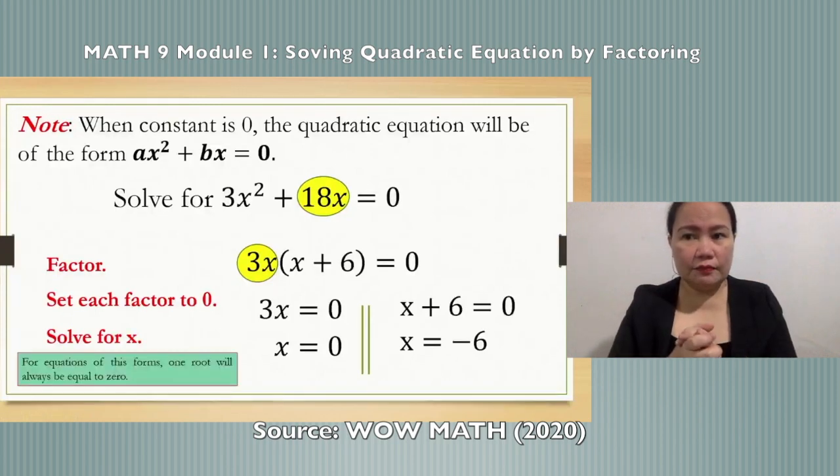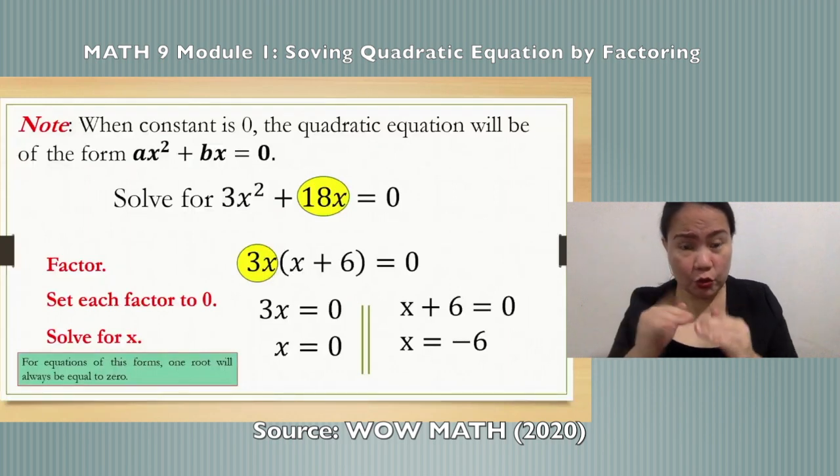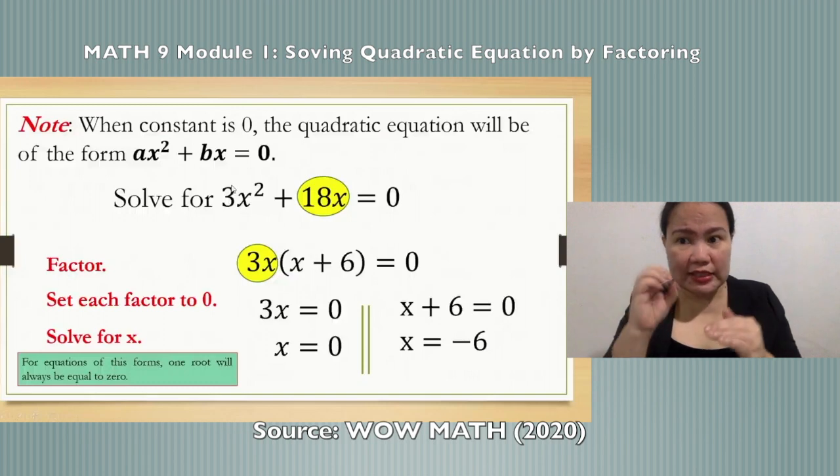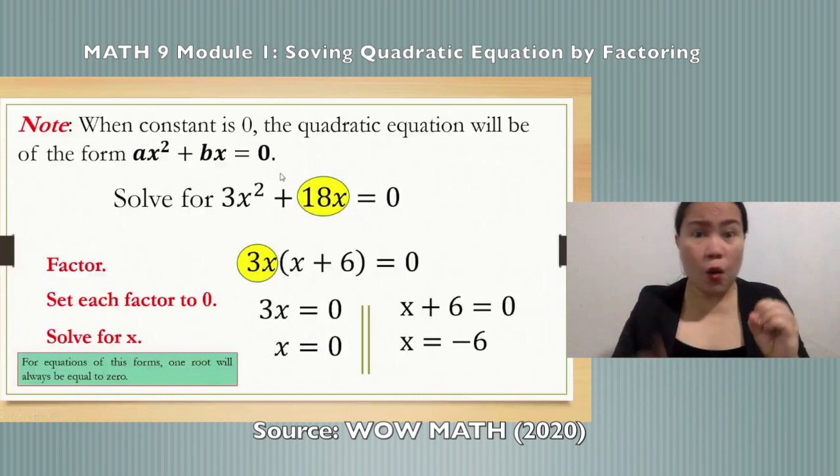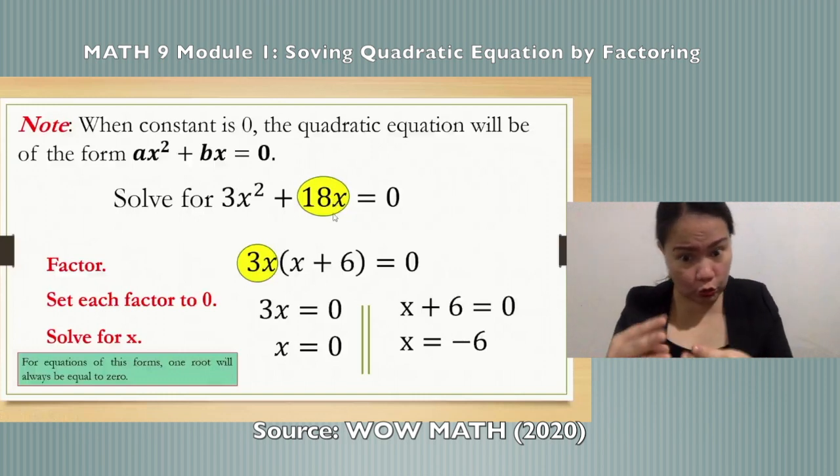For equations of these forms, one root or solution will always be equal to 0. So, tatandaan natin kapag in this form of ax squared plus bx is equal to 0, ang isang sagot nyo dyan, o yung one solution nyo dyan, ay laging 0.